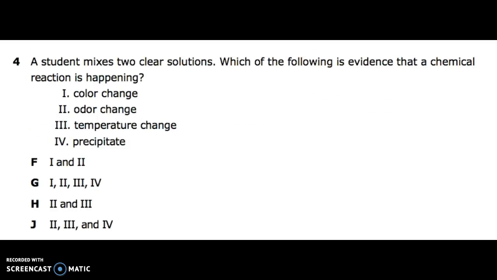Number 4, a student mixes two clear solutions. Which of the following is evidence that a chemical reaction is happening? 1, color change, 2, odor change, 3, temperature change, 4, precipitate. F, 1 and 2, G, 1, 2, 3, 4, H, 2 and 3, J, 2, 3, and 4. Testing tip: find the true statements here, and then you'll be able to answer it here.